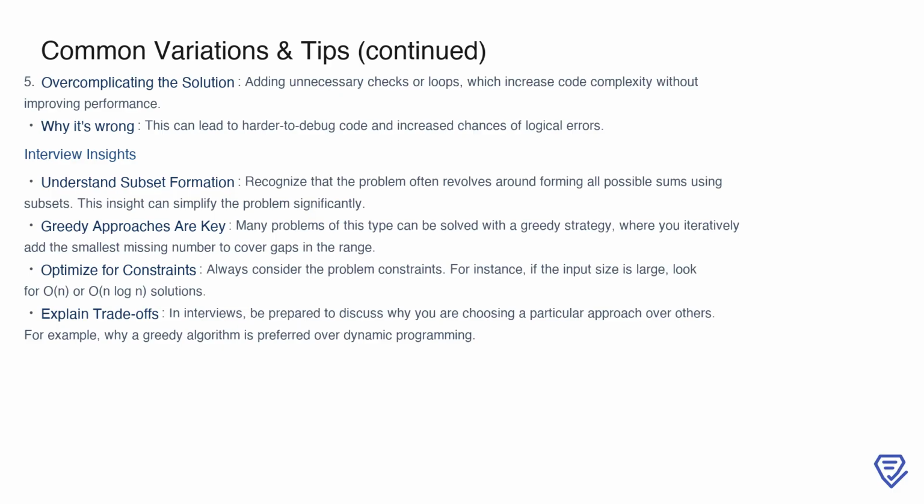Additionally, always tailor your solution to the problem's constraints. For example, if the input size is large, prioritize algorithms with O(n) or O(n log n) complexity. Finally, be prepared to explain your decisions. For instance, you might need to justify why a greedy approach is more suitable than dynamic programming, focusing on trade-offs like time complexity and implementation simplicity.